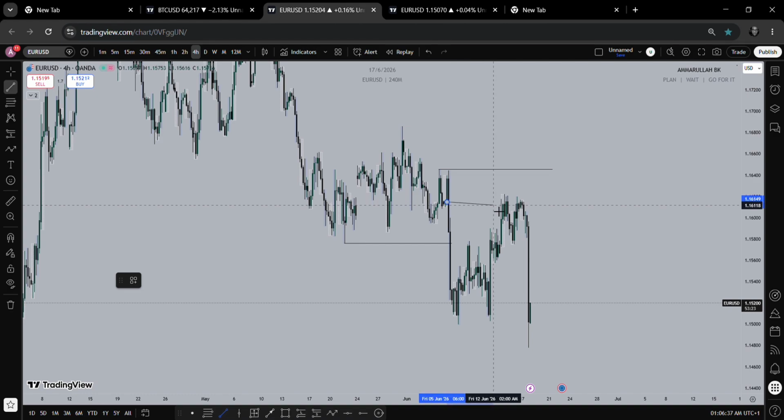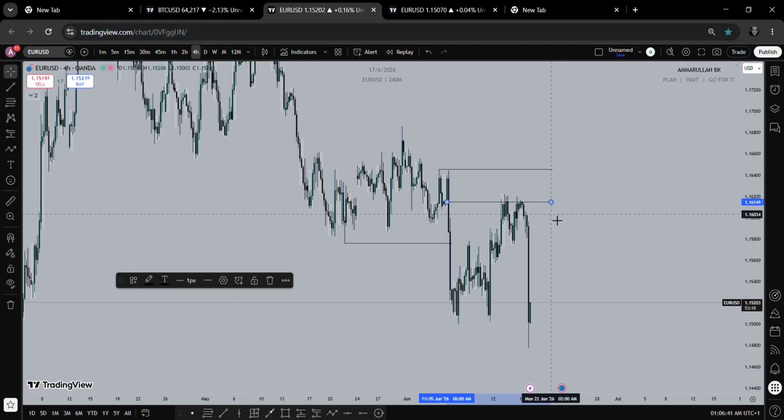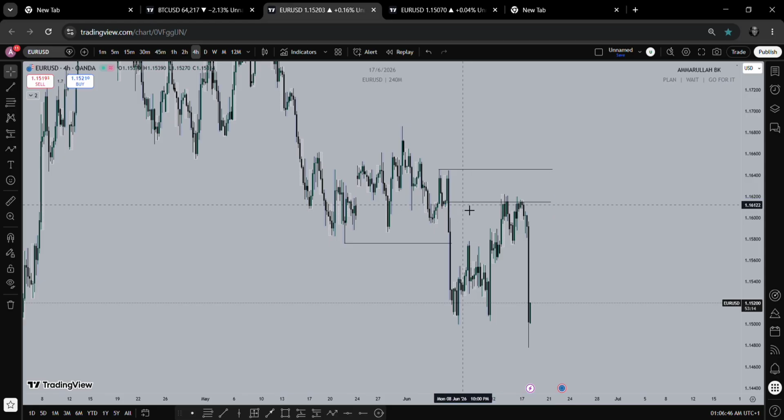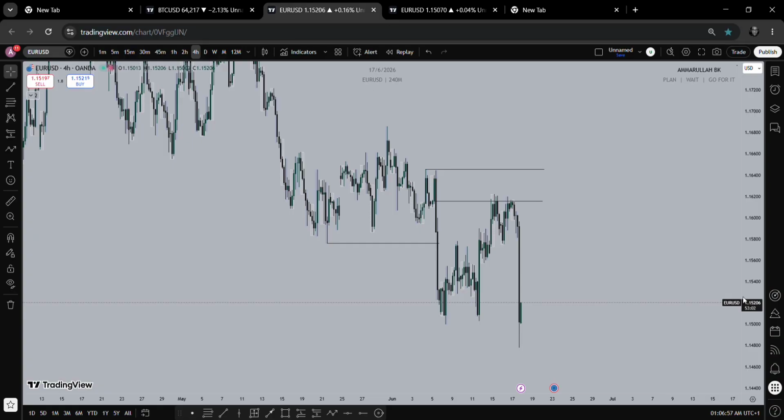So I marked this particular level. If you saw the first drawing, you see this particular line. It is found in the higher time frame, the 4 hour time frame, which is this particular level. This last bullish candle, this last green candle, is my supply zone. That is what I consider as my supply zone.